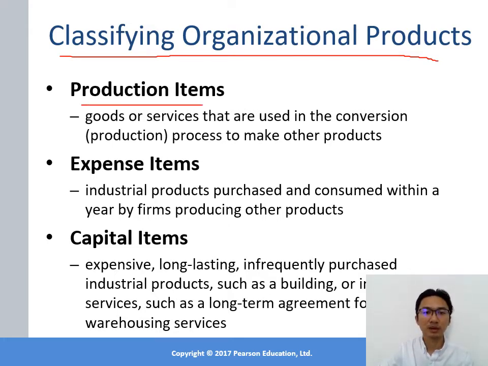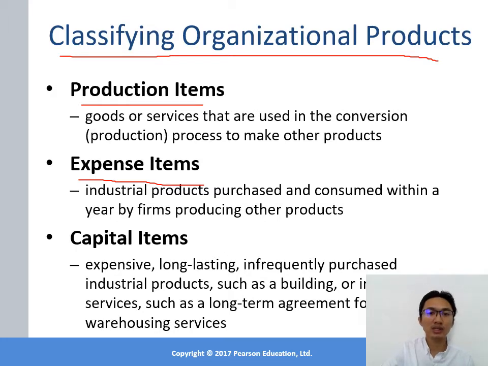Okay. The second one is expense items. Expense items are goods and services that are consumed within 1 year by organizations producing other goods or supplying other services. Examples of these are oil and electricity for machines, building maintenance, and legal services. So those are the examples of expense items.